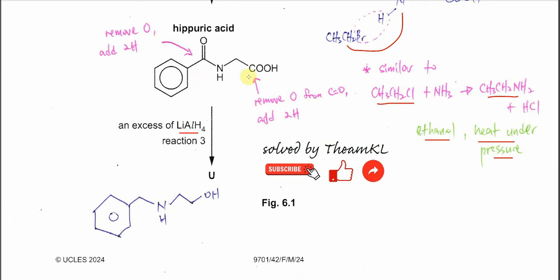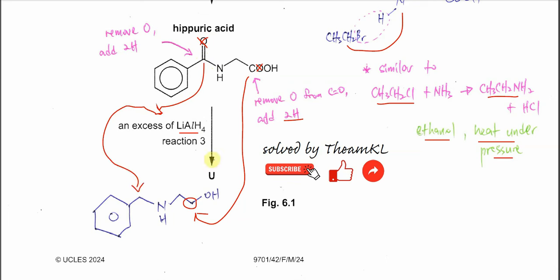It's quite easy. Just focus on this carbonyl group because it's a reduction. First it must remove oxygen, and this carbon will add two hydrogens. Then it will form this CH2. So this carbonyl group will form this CH2. And for this amide, again, it will remove oxygen, and this carbon will add two hydrogens, and eventually it will form this CH2 as well. Therefore, this is the product formed, the compound U.